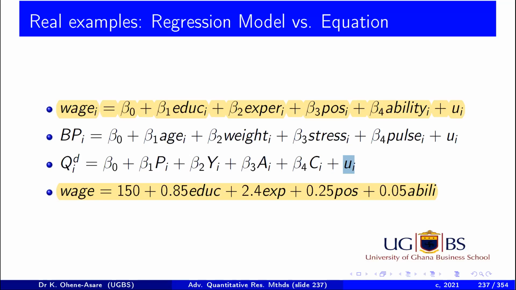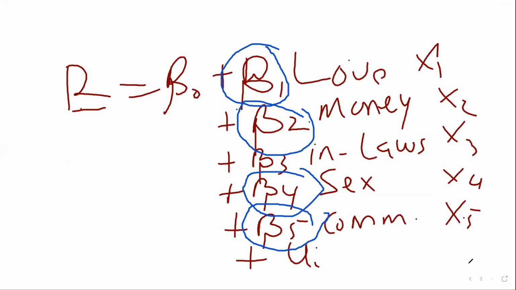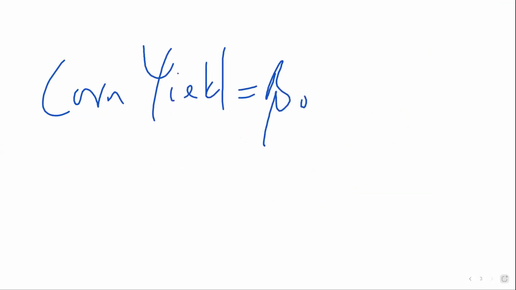I will give you an example of this. Suppose somebody is growing some corn, and you think that the corn yield is affected by several factors. Fertilizer. Let me just create it. So you have the corn yield, and you believe that this corn yield is affected by some factors.